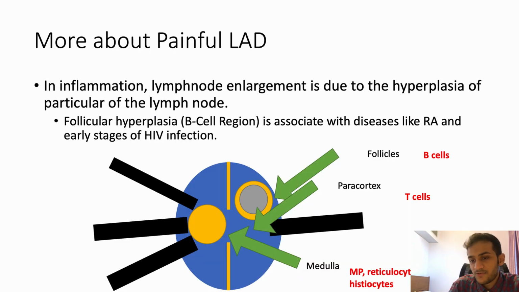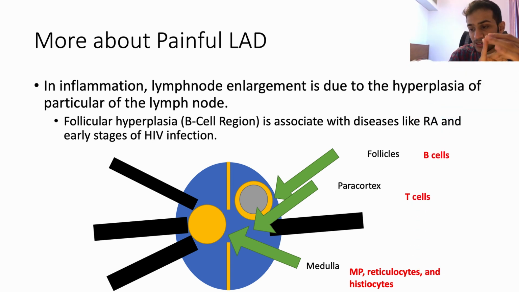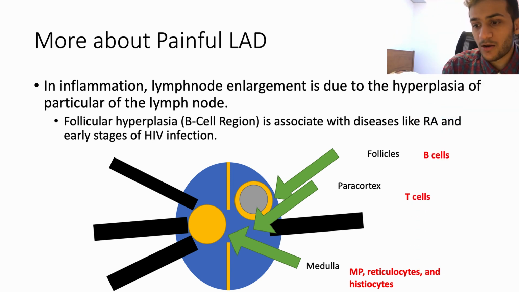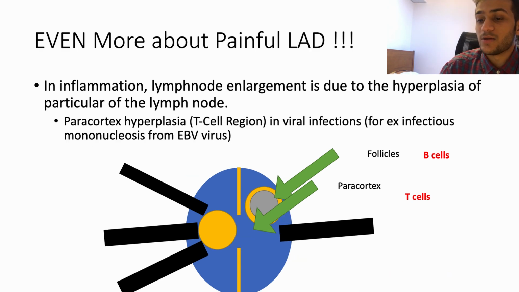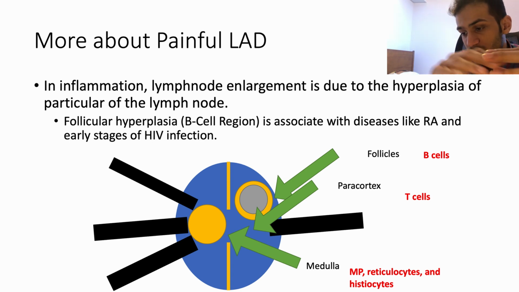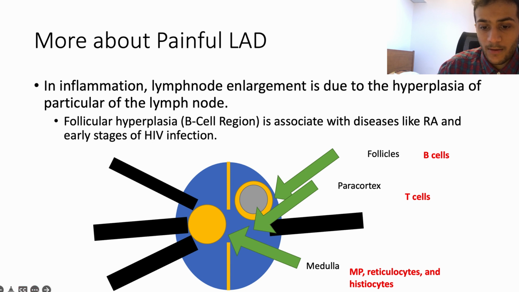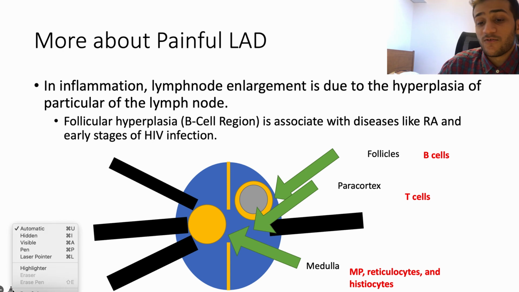More about painful lymphadenopathy. Painful lymphadenopathies are basically hyperplasia of the lymph node, and we can get hyperplasia in three main areas: the follicle, which is the one I'm showing here, the paracortex, which I'm showing over here, and the sinus, the medullary area, which contains our histiocytes. First, we're going to talk about the follicles.